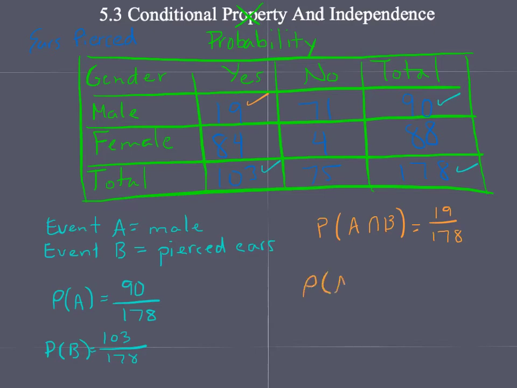Now I want to find the probability of A or B. Remember, that's the union, which will equal the probability of male or pierced ears. So I've got 174 out of 178. So I add my total of males with my total of pierced ears, and I have 174 out of my grand total of 178. Okay, we have to go over how we got 174 over 178. Remember, these overlap. These can occur together. They're not mutually exclusive. So we're going to have to use the probability of A or B equal to the probability of A plus the probability of B minus the probability of A and B.